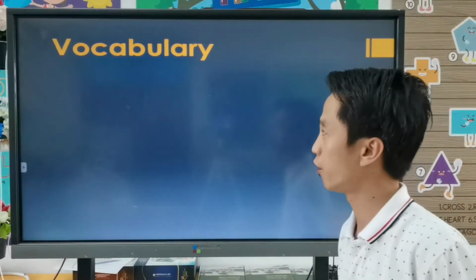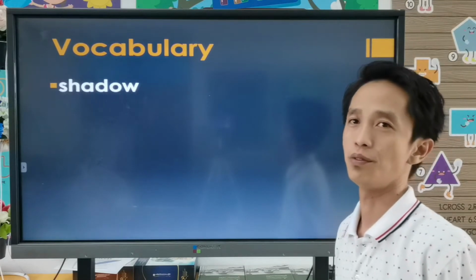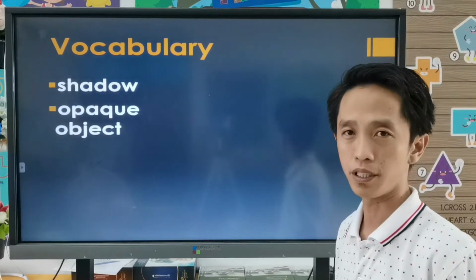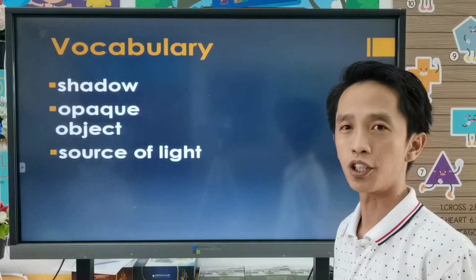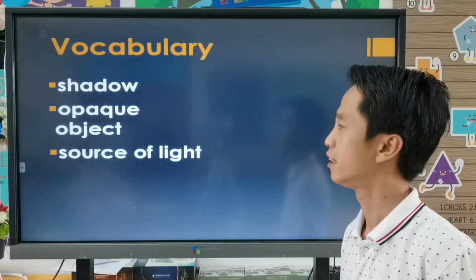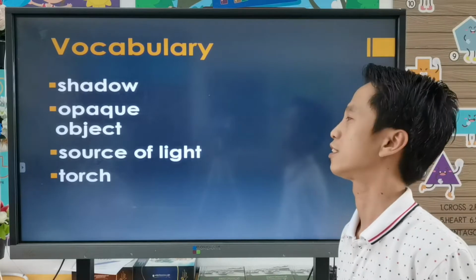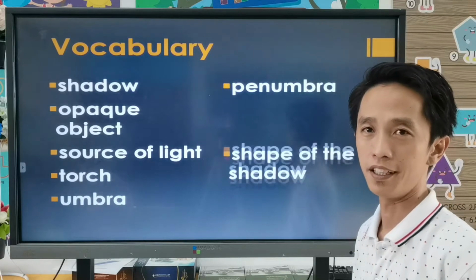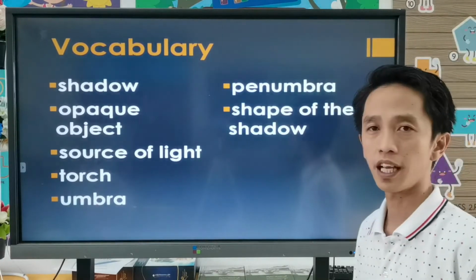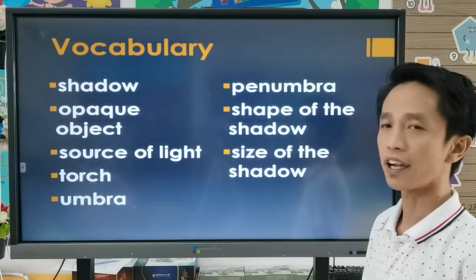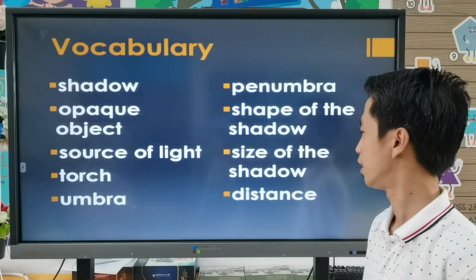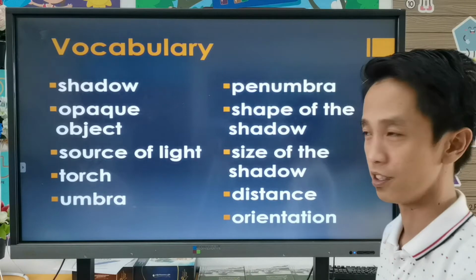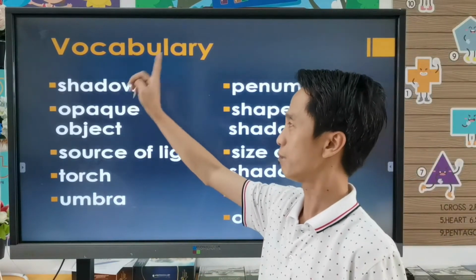Okay, here's our vocabulary. Shadow. Next, opaque object. Source of light. Torch. Umbra, penumbra, shape of the shadow, size of the shadow, distance, orientation.